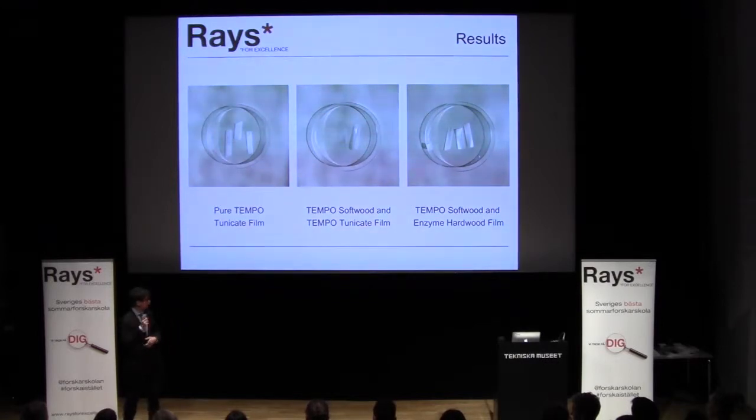strength. But another interesting observation that was made was that films that had softwood in them were much smoother and more uniform, which is exactly what we want if we want cellulose to start replacing products we have today.